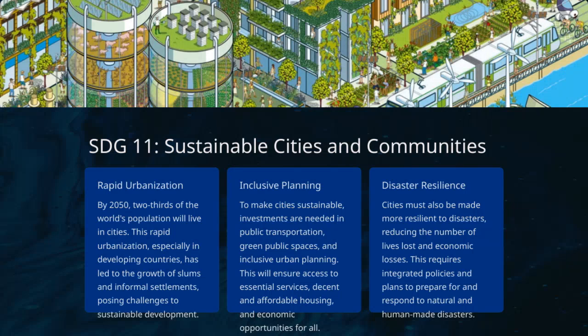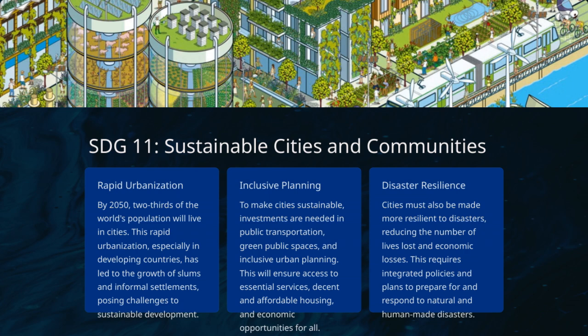Cities must also be made more resilient to disasters, reducing the number of lives lost and economic losses. This means developing integrated policies and plans that prepare for and respond to both natural and human-made disasters. Building disaster resilience is crucial for sustainable urban development, ensuring communities can withstand shocks and recover quickly.